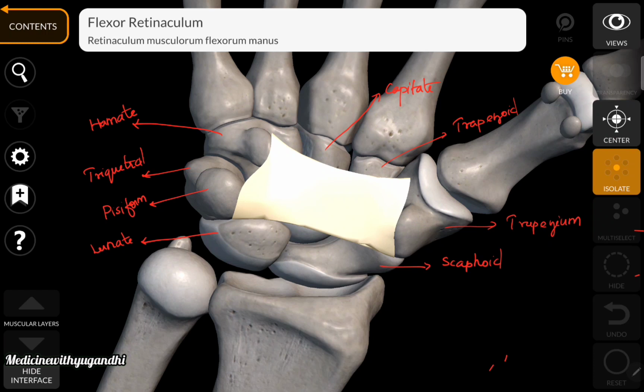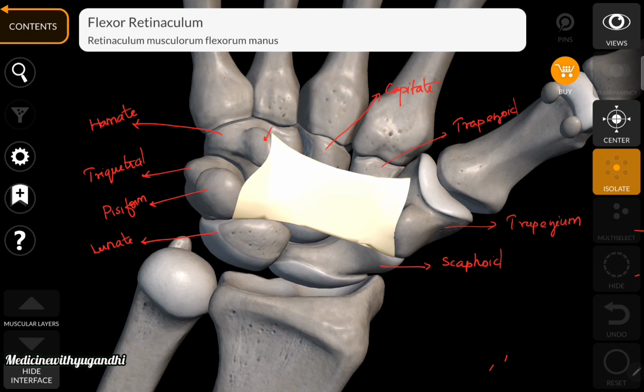So once again I am repeating the carpal bones. Here you can see the scaphoid, then the lunate, then the pisiform, and this is the triquetral bone, then the trapezium, trapezoid, capitate and hamate. Coming to the attachment of the Flexor Retinaculum on the medial side, here you can see it is attached to the pisiform bone as well as to the hook of the hamate. This is the hook of the hamate, and also here you can see the pisiform bone.